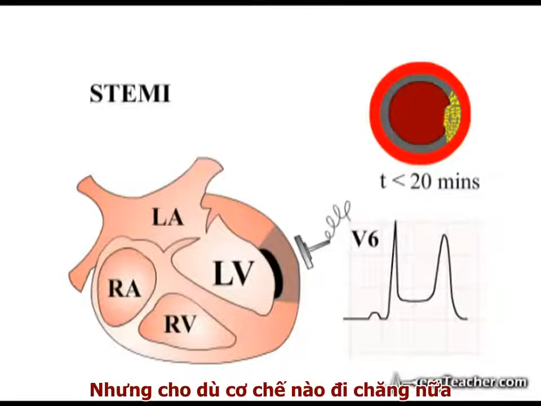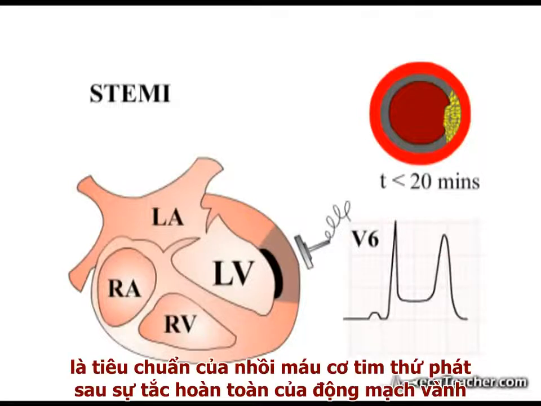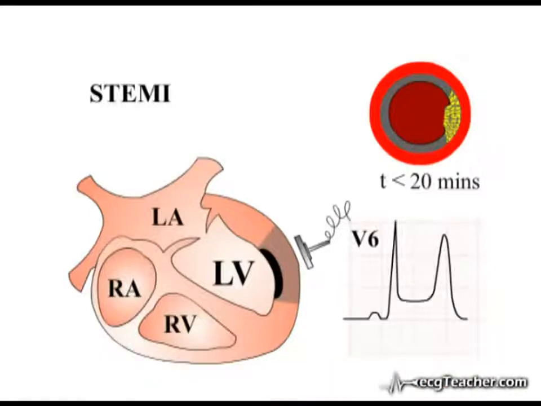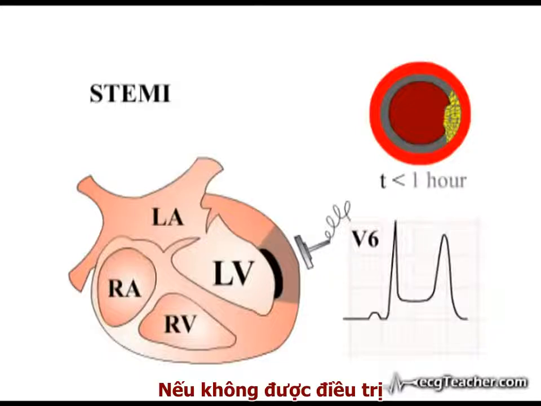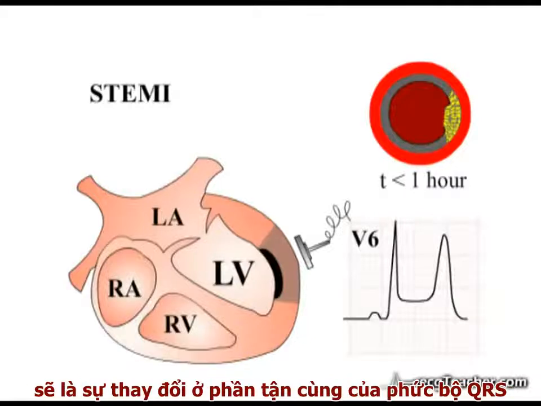Whatever the mechanism generating the phenomenon, ST segment elevation on an ECG is the hallmark of evolving myocardial infarction secondary to complete occlusion of a coronary arterial vessel. In the absence of treatment, peaked T waves and ST segment elevation are followed by alterations to the terminal portion of the QRS complex.